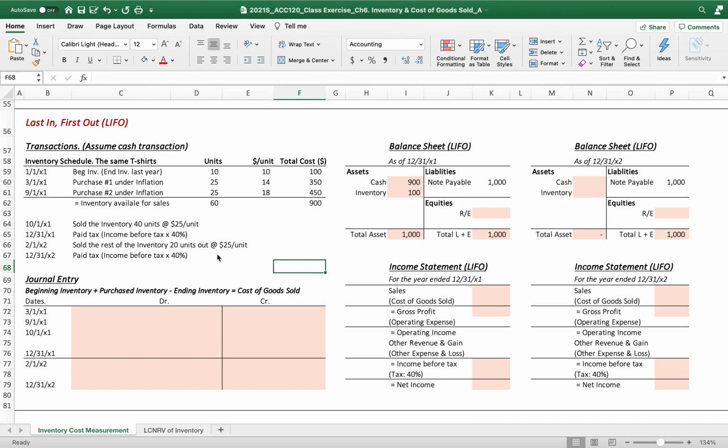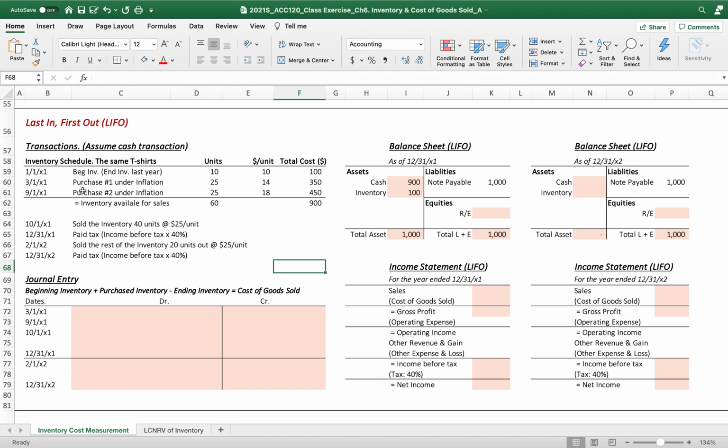Welcome back to the practice for the last-in, first-out inventory cost measurement method. Okay, we have the same transaction procedures, but different inventory recognition from this last-in, first-out. We assume that the last purchased is the first inventory out when we sell this inventory.